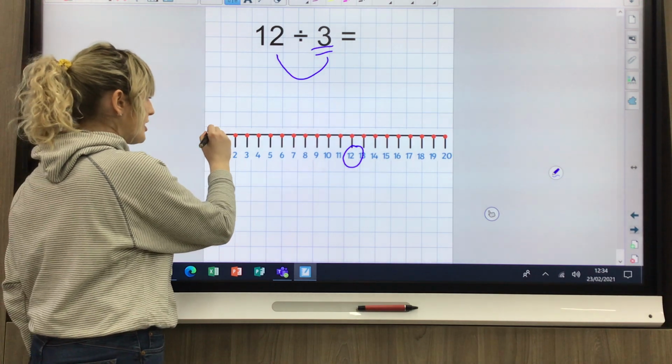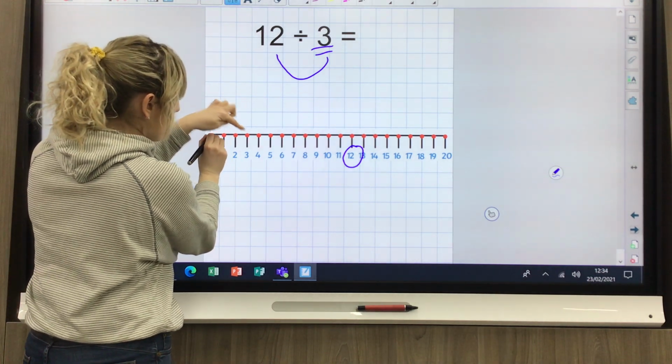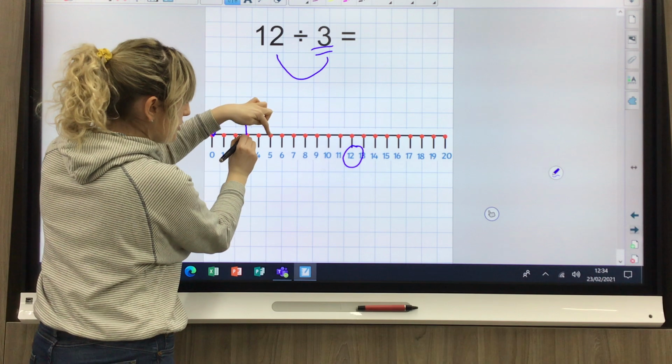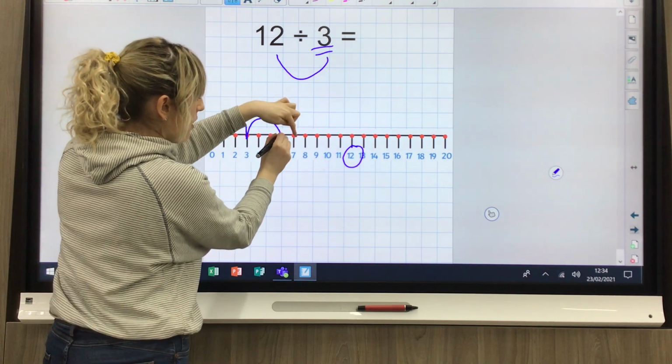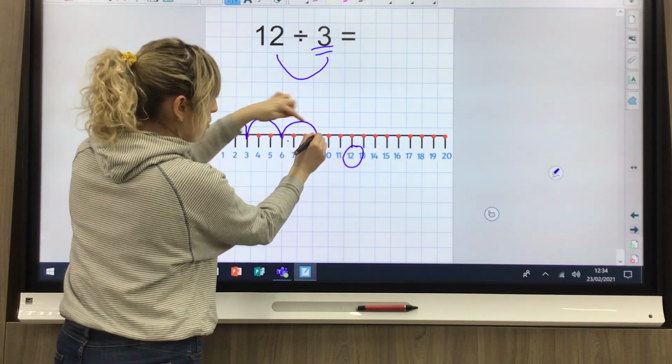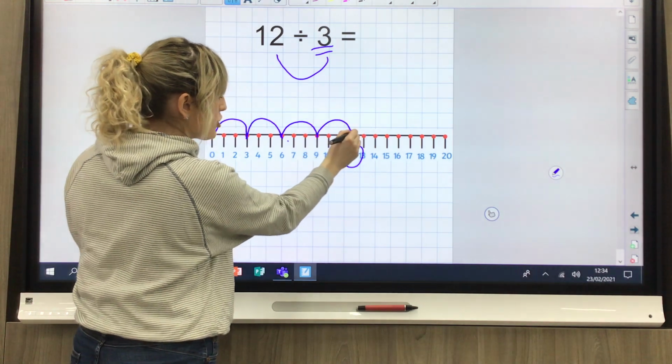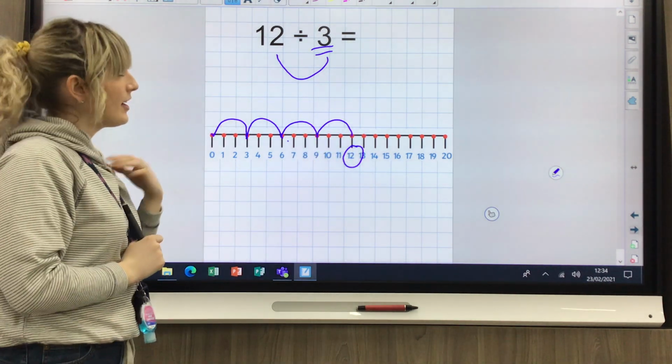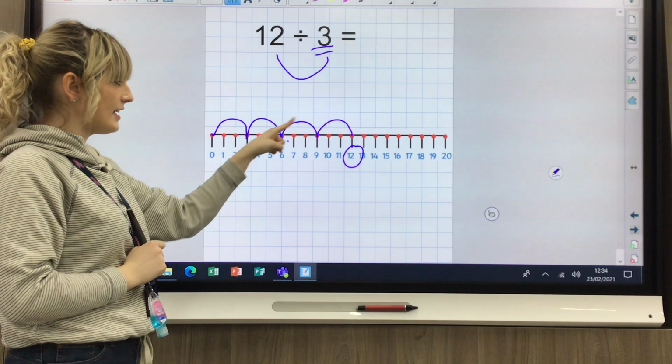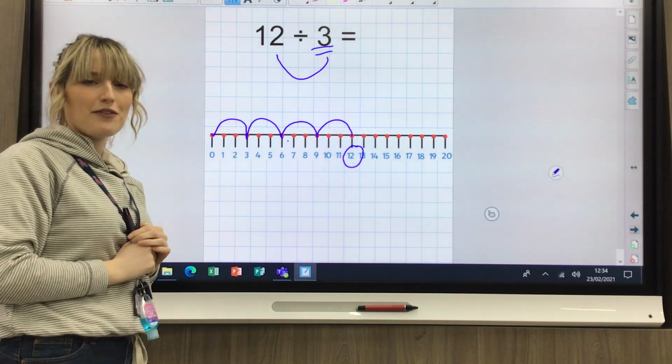So I'm going to start at 0. I'm going to jump 1, 2, 3. 1, 2, 3. 1, 2, 3. 1, 2, 3. And I'm going to stop there because I've reached 12. So how many 3's fit into 12?